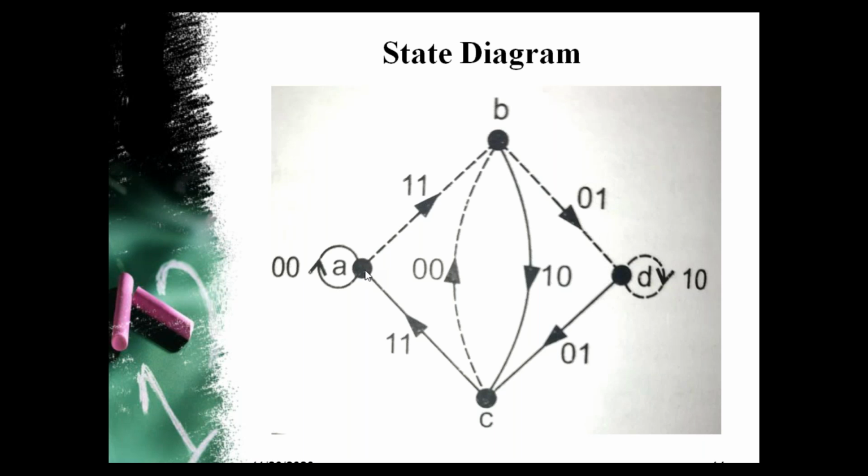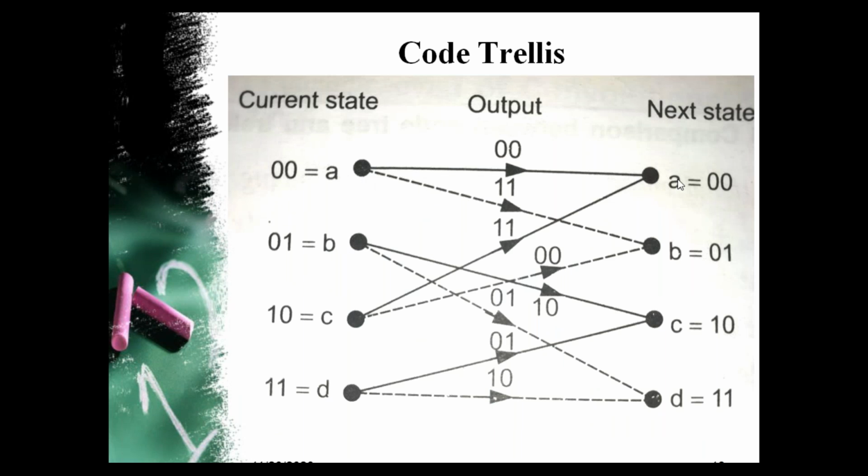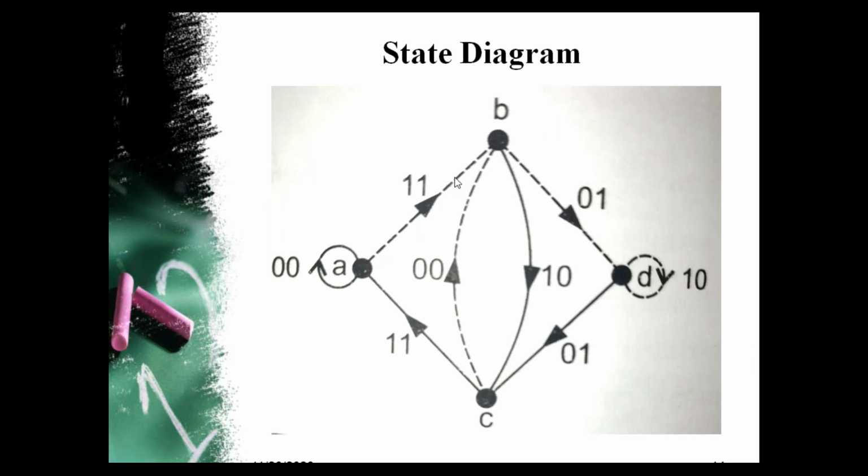From this state diagram we can see A is the present state, then 0 is the input bit. Therefore the transition is from A to A. We know if the present state is A and 0 is the input bit, then the next state will be A. Therefore it is drawn from A to A. Then along that branch we have drawn the output bits. Here in this A to A, corresponding to 0 as the input, the output bits are 0 0. Then if the input bit is 1, then A to B, and the output bits are 1 1. Therefore, A to B is drawn as a dotted line. The dotted line represents 1 as the input bit and the output bits are 1 1.